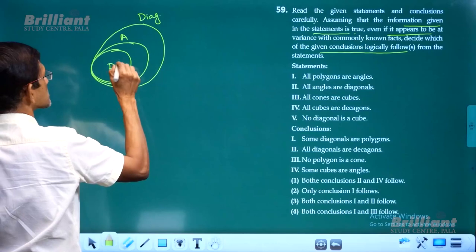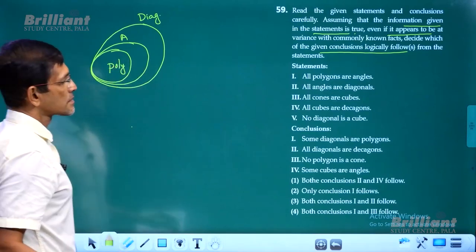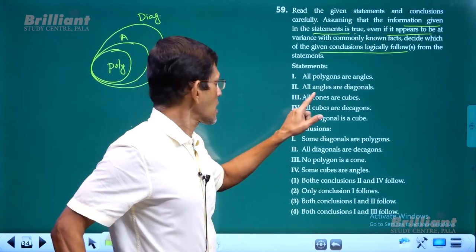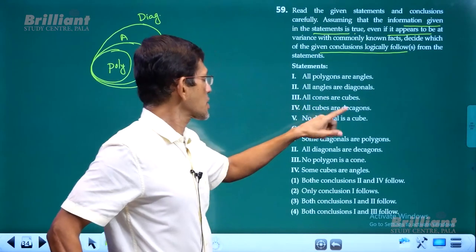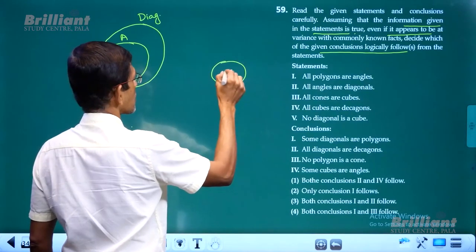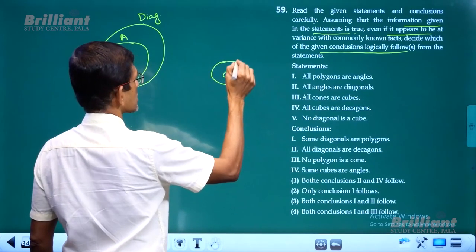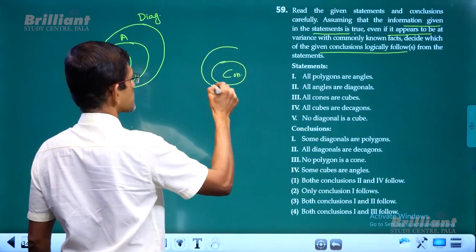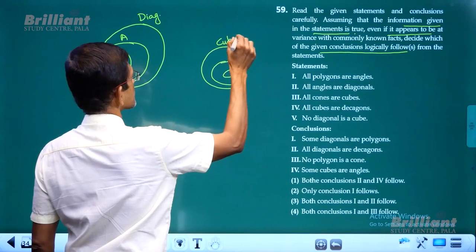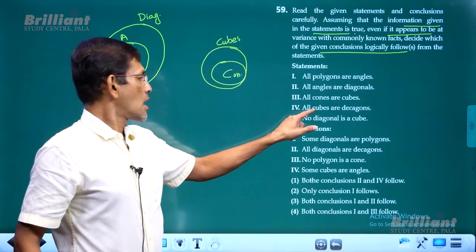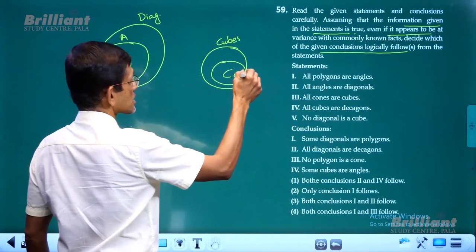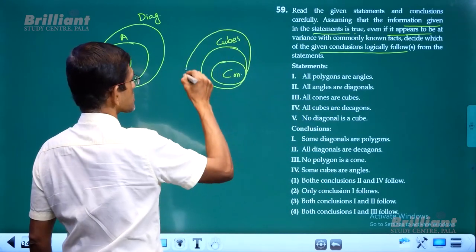This is polygons. And all cones are cubes. These are cones. Cones are cubes. And next one, all cubes are decagons. All cubes are what? Decagons. These are cubes. All cubes are decagons.